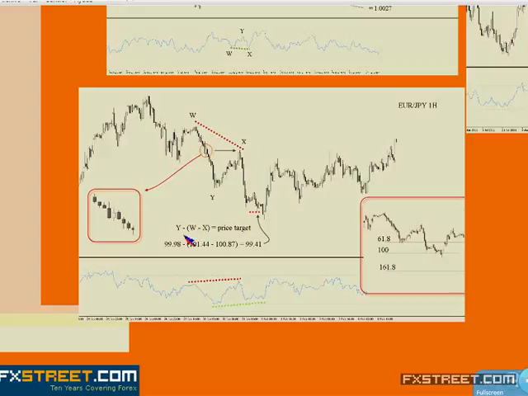The price target calculation is the closing price at this true here, and from that level you subtract the difference between W and X, which in this example is more pronounced. And it takes us to that level here that we see recently in the euro yen 1 hour as being reached. Okay.